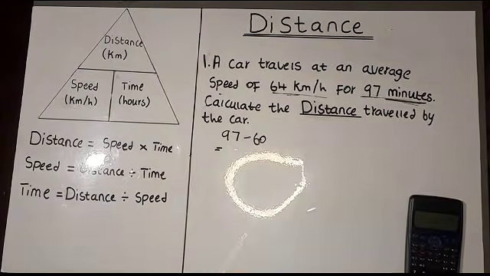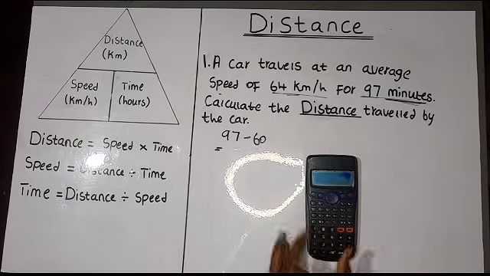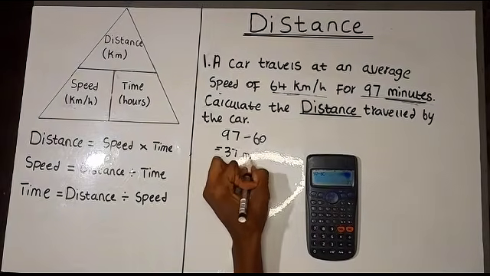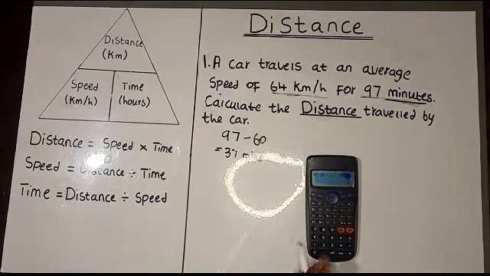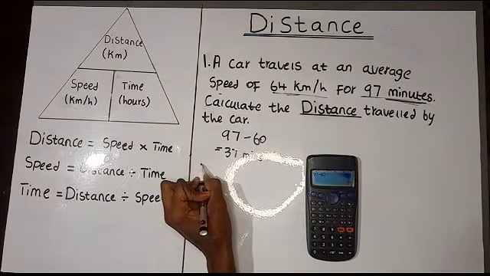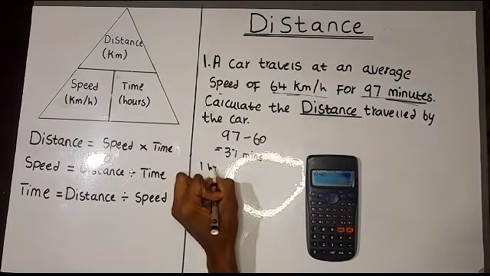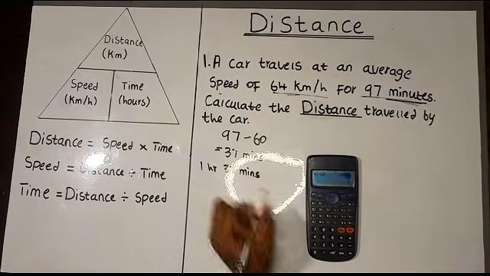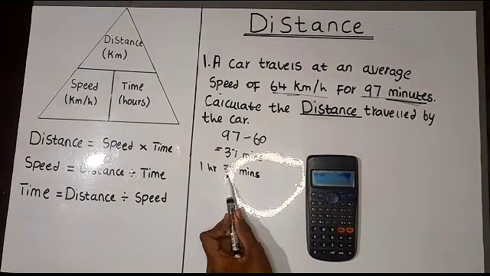60 minutes, which is 1 hour, right? So that leaves us with 97 minus 60. It leaves us with 37 minutes. So that means that the time is 1 hour 37 minutes. But we still have minutes.